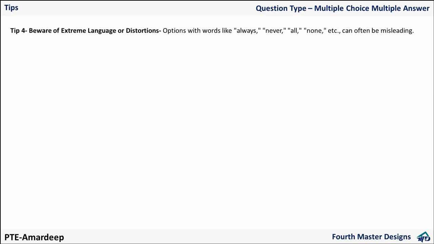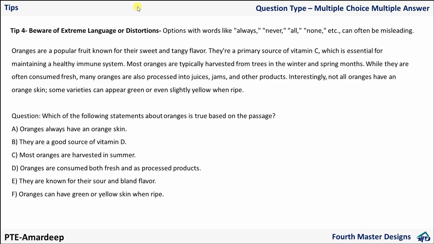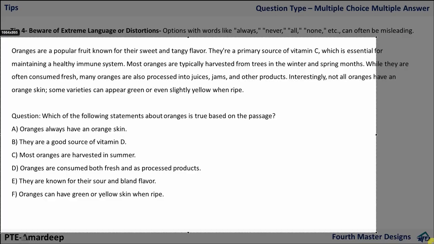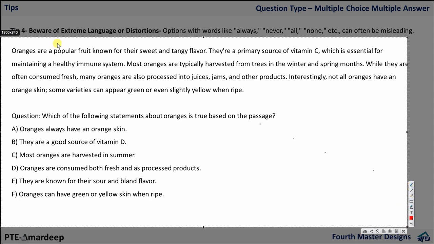Okay, then number 4, beware of extreme language or distortion. Always, never, all, none, something like this. Let me explain this also with the help of an example. So what do we have here? Oranges are a popular fruit known for their sweet and tangy flavor. They are a primary source of vitamin C. Okay. Good source of vitamin D. Eliminate it.